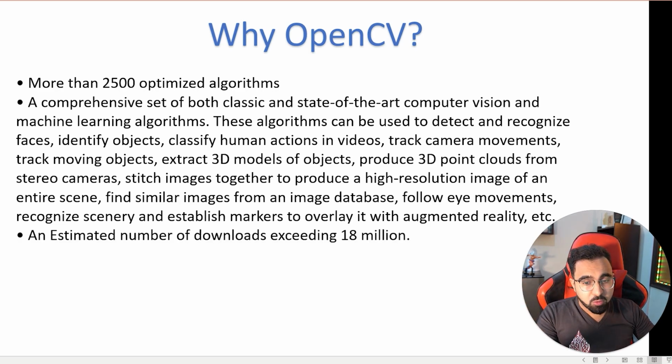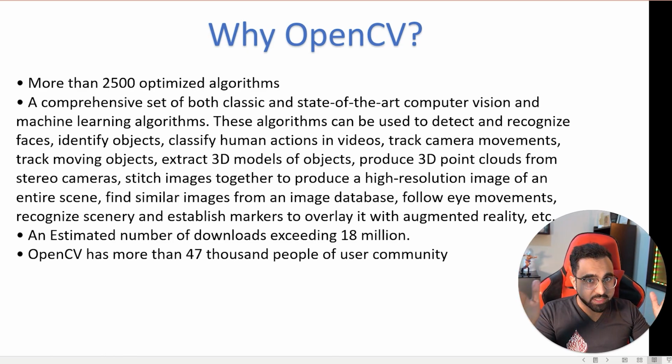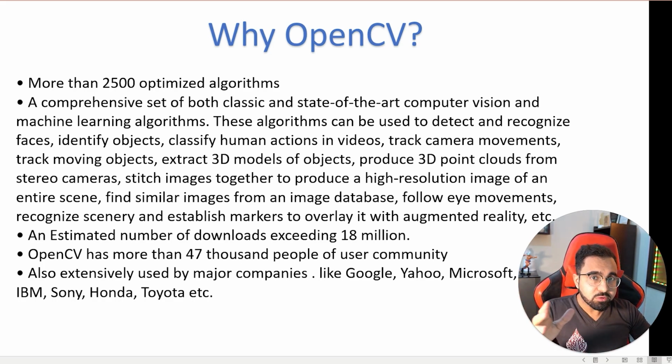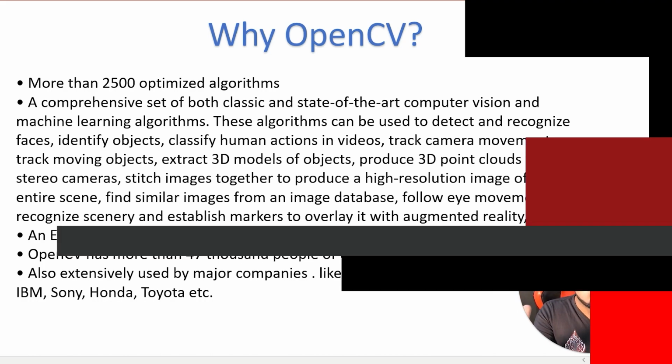And the estimated number of downloads of this library exceeds 18 million. And OpenCV has a community of 47,000+ people. It's a really big community. And it's extensively used by people from companies all around the world, ranging from Google, Honda, Toyota, you name it. When someone is using vision, there's probably some element of OpenCV being used there. So it's a really big library and it has a lot of vision algorithms. So these are the main reasons that you should be using the OpenCV library if you're the slightest bit interested in computer vision.